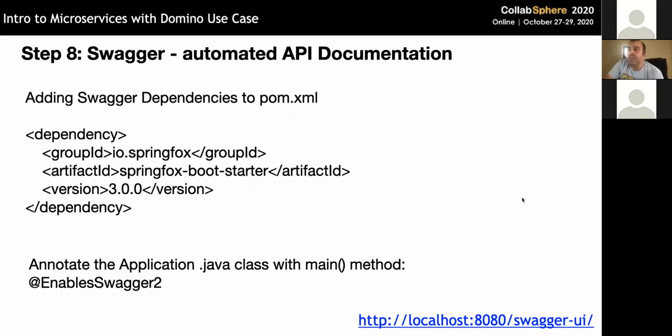Swagger UI is what we use to send requests to the endpoints. It's really easy. You add a dependency. You see there's a common pattern. You add a dependency, and then you annotate and say enable Swagger 2. And now you magically have that capability.